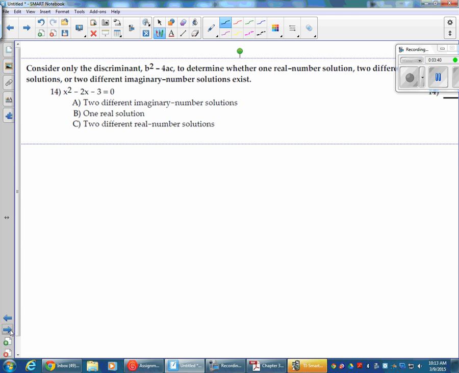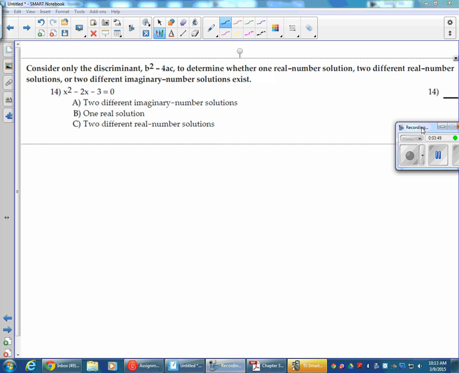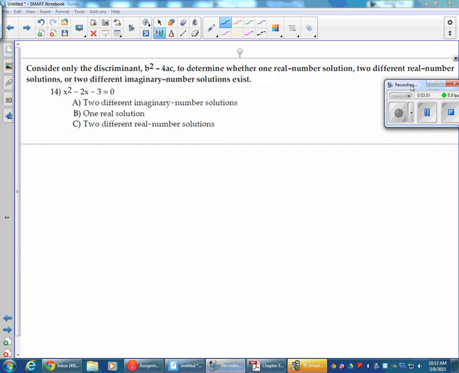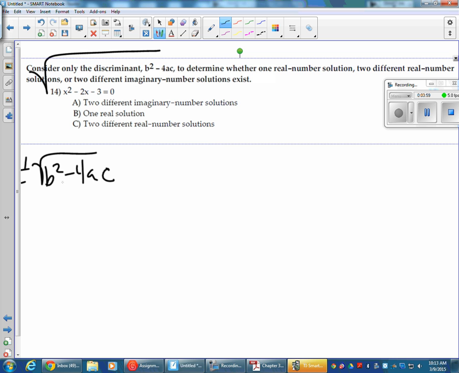Number 14, considering only the discriminant, b squared minus 4ac, to determine whether one real number solution, two different real number solutions, or two different imaginary solutions exist. Remember the b squared minus 4ac, I shouldn't have written it up there. The b squared minus 4ac is what's underneath this radical, and that's what you've got the plus or minus in the quadratic formula.